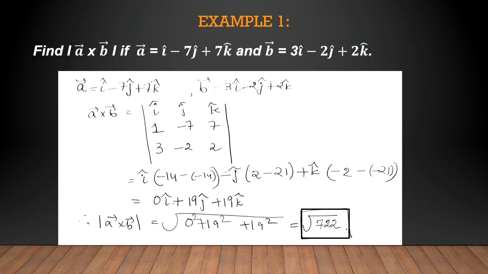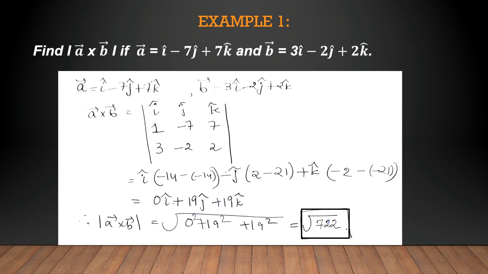Let us start with a simple example. You need to find the magnitude of cross product A cross B if vector A is given by i minus 7j plus 7k and B is given by 3i minus 2j plus 2k. Since it is given in the component form, we use the determinant formula for A cross B. Means you have to solve the 3 cross 3 determinant putting the values of A and B. So now this is simple. You know how to solve a 3 cross 3 determinant.